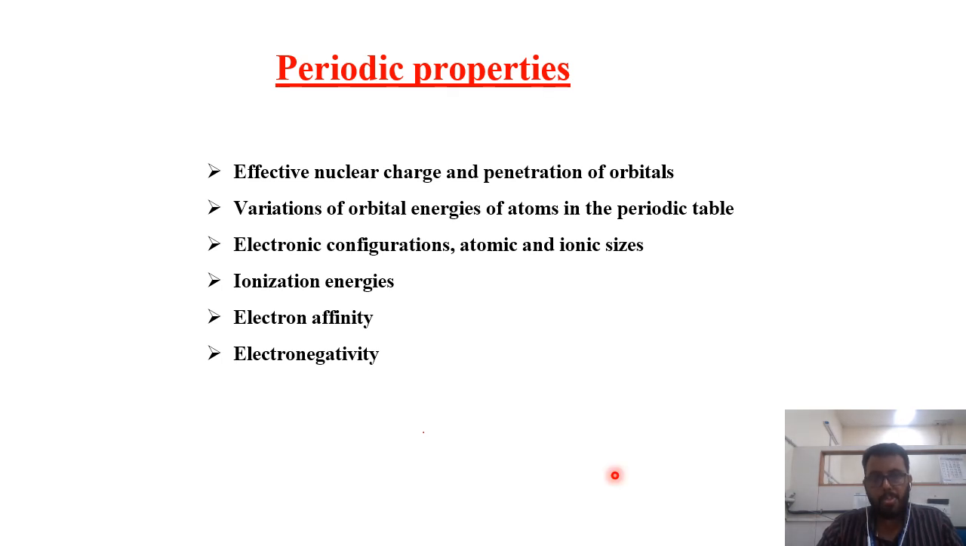In this lecture, I am going to cover the periodic properties. Specifically, I am going to discuss the six important periodic properties. One is effective nuclear charge and the relation of orbital energies of atoms in the periodic table, electronic configuration, atomic and ionic sizes and radii, ionization energy, electron affinity, and electronegativity.